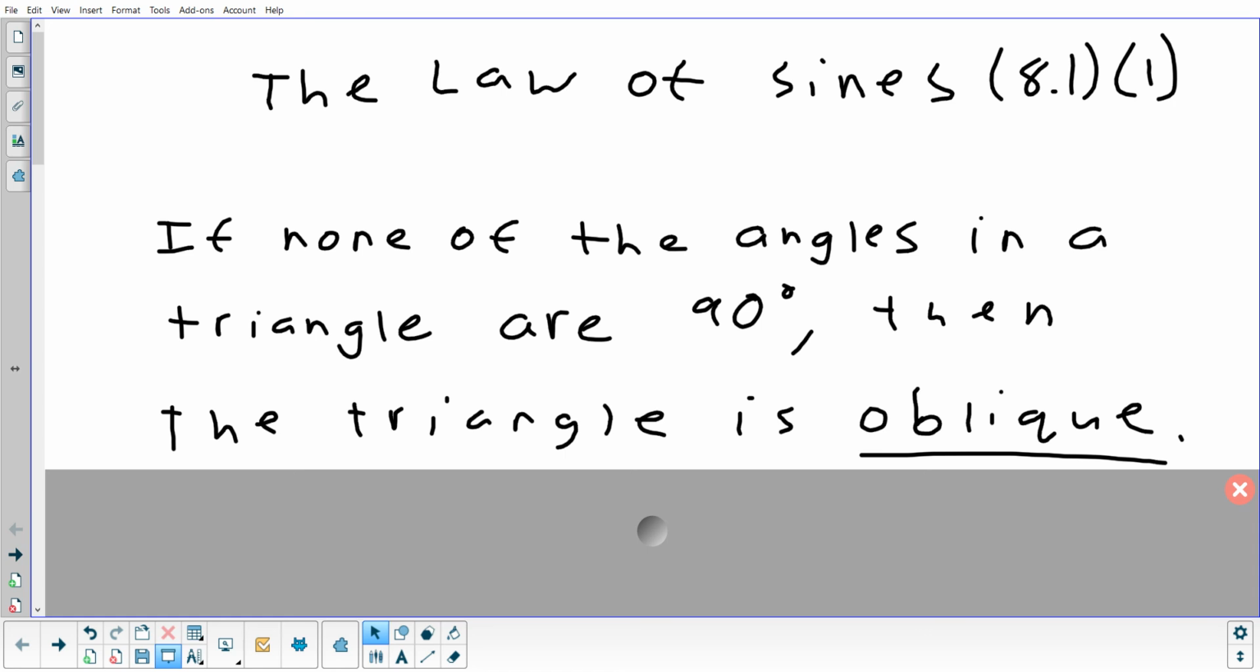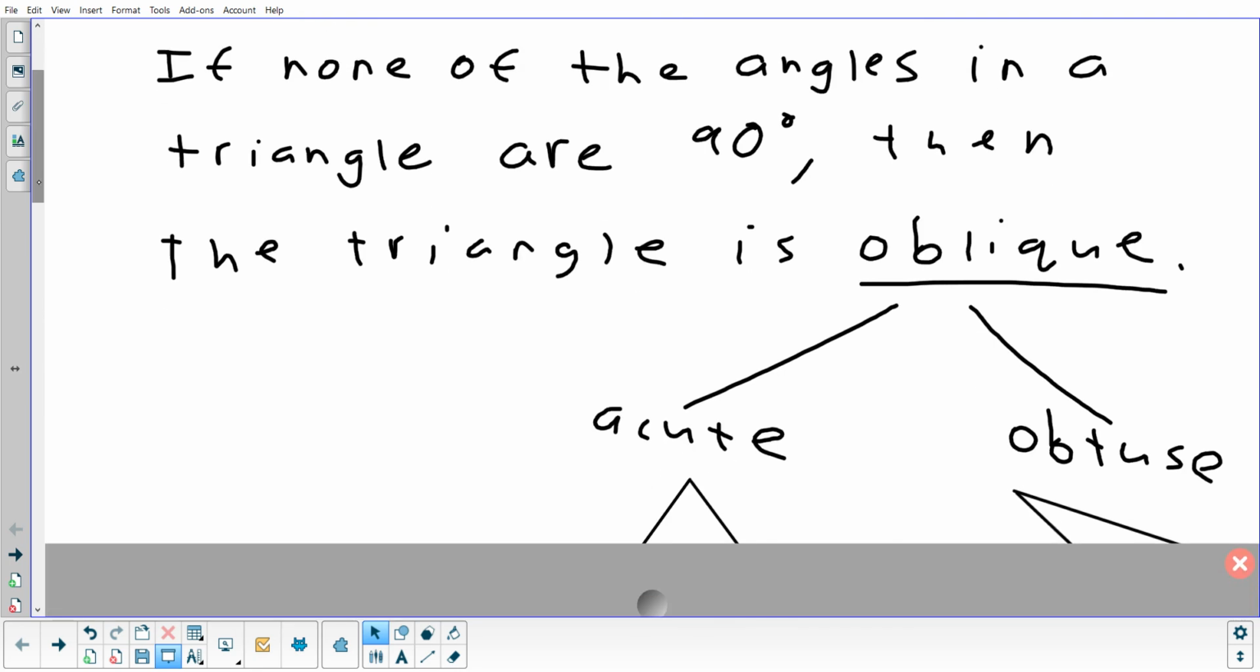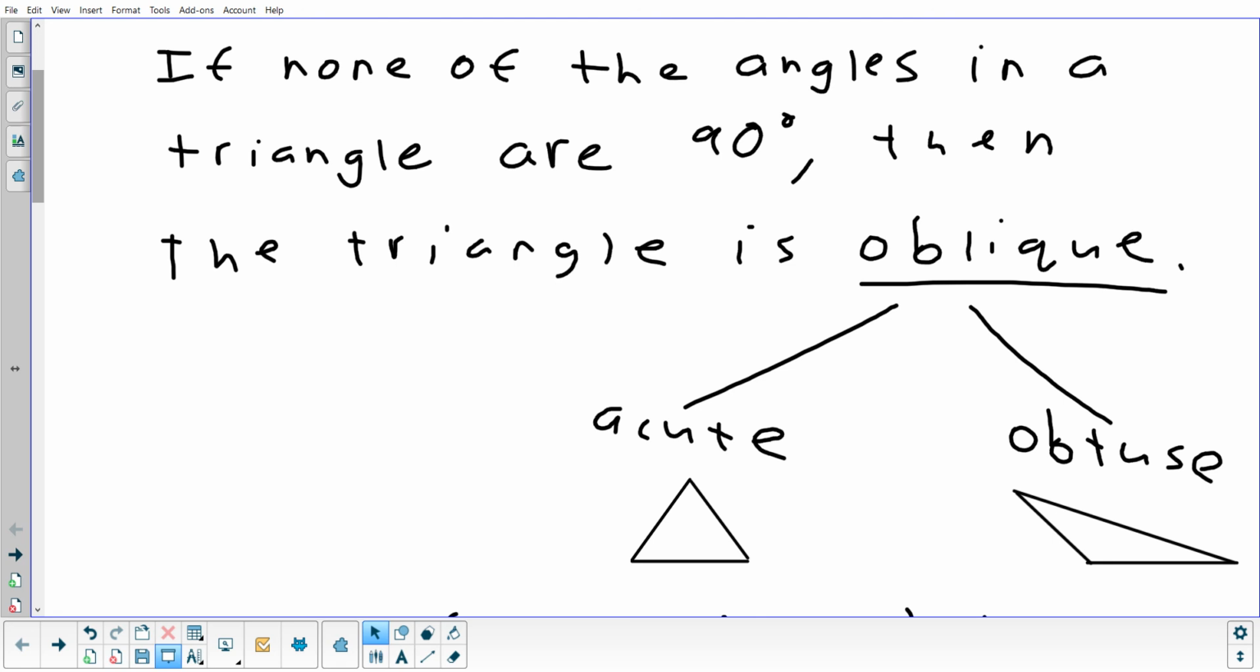An oblique triangle. And there's really 2 types of oblique triangles you can have. You can have a triangle where all the angles are smaller than 90. An example of that, a pretty common one, would be equilateral. Think of an equilateral triangle. All the angles are 60. Or you could have an obtuse triangle. That's a triangle where there's exactly one angle bigger than 90.